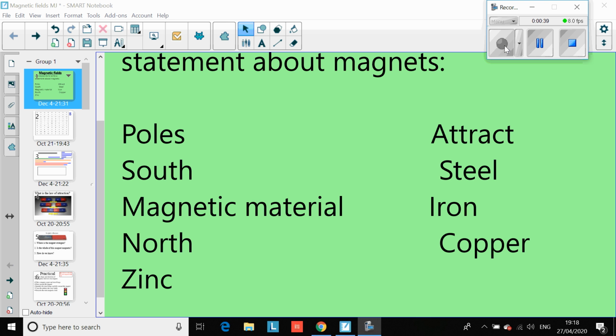So you could have had a statement such as: a magnetic material is iron and steel, or copper and zinc are not magnetic materials, or magnetic materials have a north and a south pole, or magnetic materials attract other magnetic materials, or anything along those lines, really. Okay, so have a think about the statements you could have made and maybe try and adjust them now.